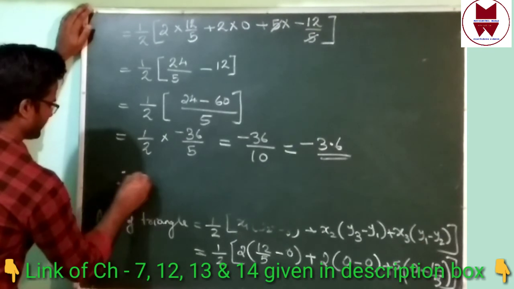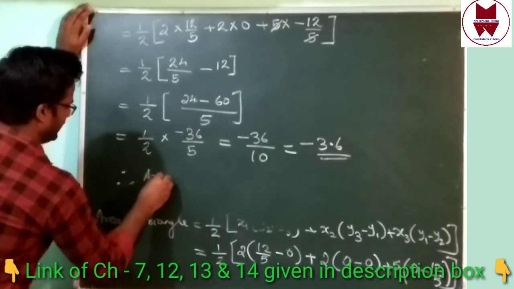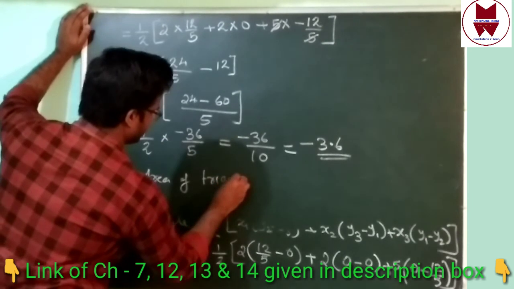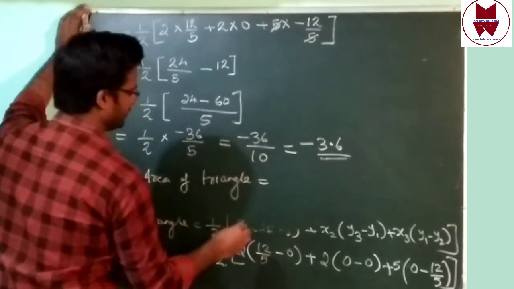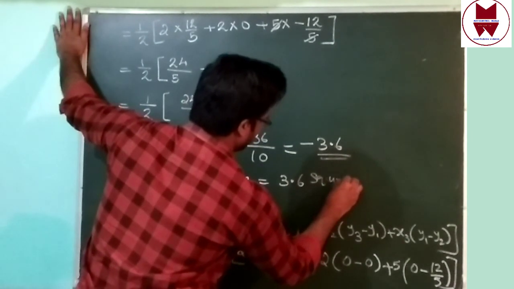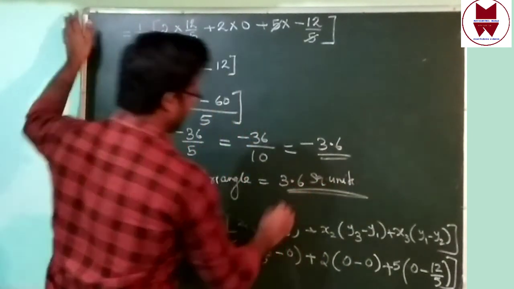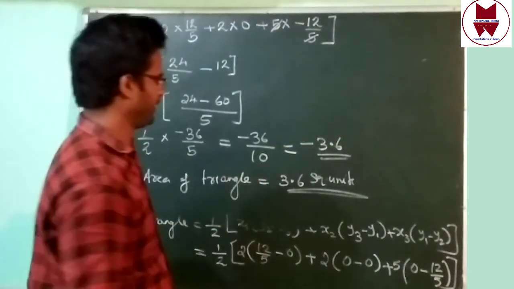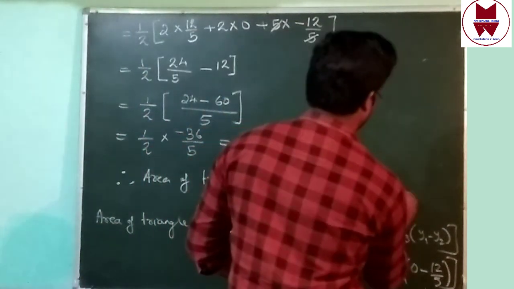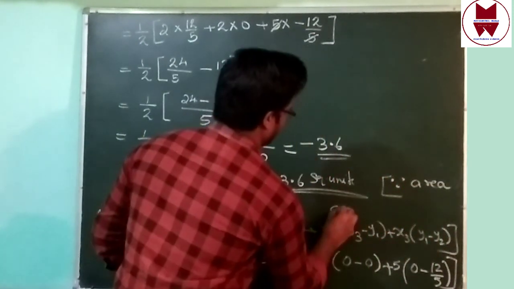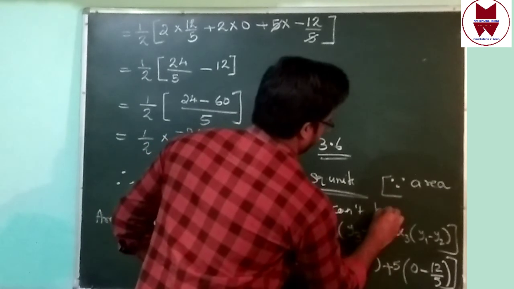Therefore, area of triangle equal to 3.6 square units. We cannot use this negative because area cannot be negative. That is our answer. We can write in bracket since area cannot be negative.